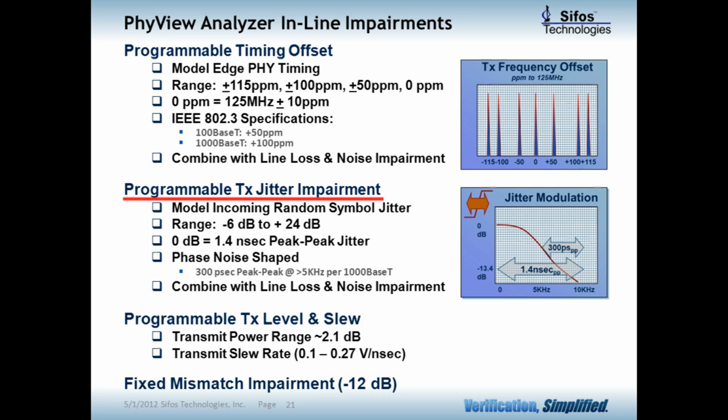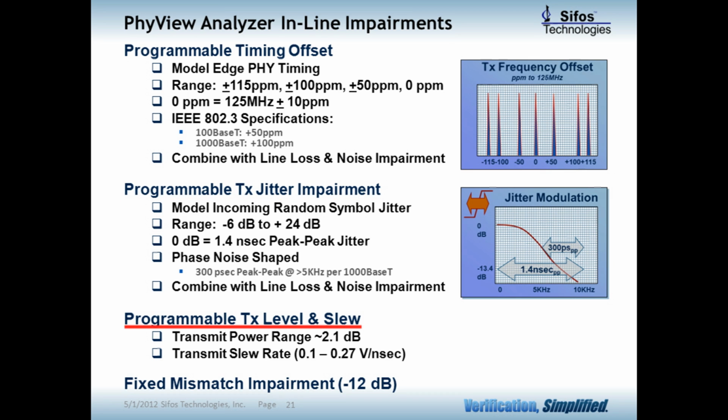Programmable timing jitter causes transmitted signals from the PhyView test port to randomly modulate so as to model random symbol jitter to a receiver under test. The jitter amplitude can be configured from minus 6 dB to plus 24 dB, where 0 dB corresponds to 1.4 nanosecond peak-to-peak jitter as specified in 10 and 1000 base T specifications. The random jitter is shaped over frequency to meet the jitter channel requirements in 1000 base T.